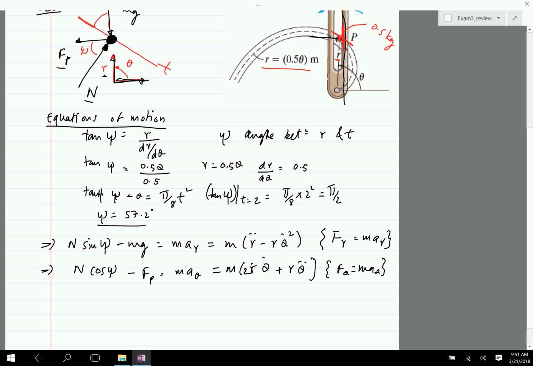Okay, so given these two equations, we have two equations. You can actually solve for r double dot and so on, because given theta as a function of time, I'll use that to find n and Fp, and that's what I'm asking for.